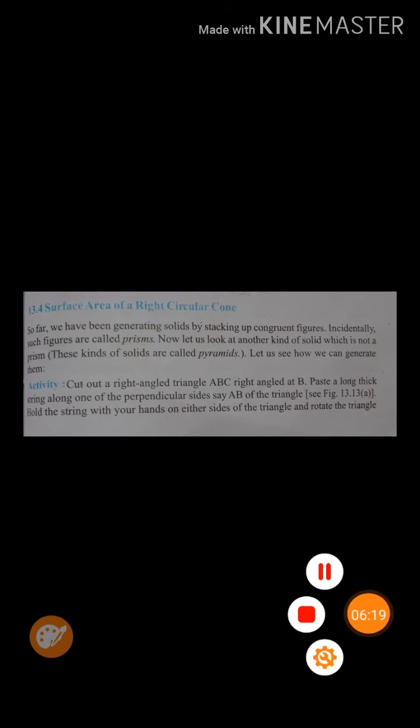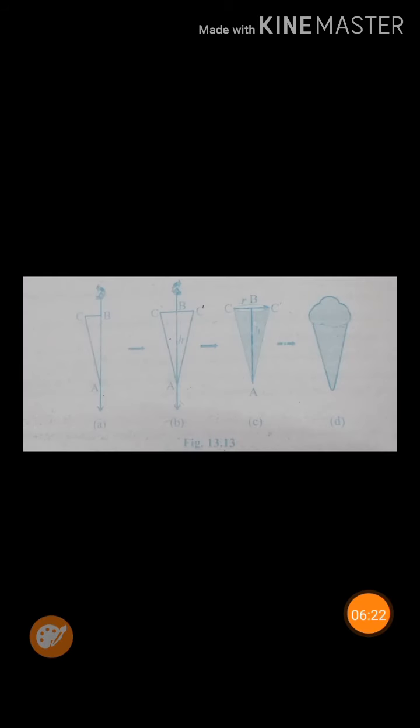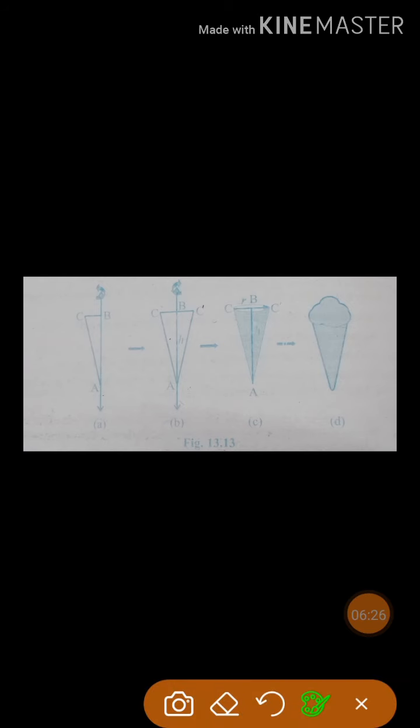So what is a cone? If you take a right triangle and move it around the vertical axis, you can see this is the vertical axis and this is a right triangle. If we move it all around, it will form a cone, just like the ice cream cone that you eat. So if you move a right triangle around the vertical axis, it will form a cone.